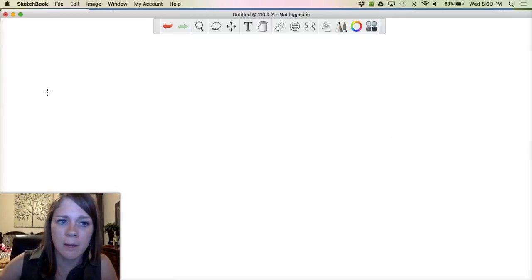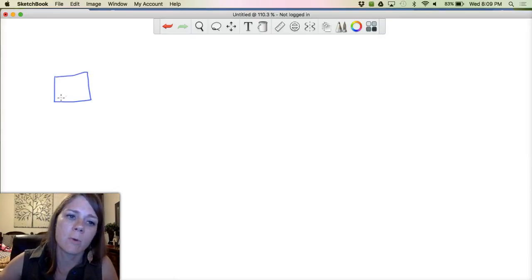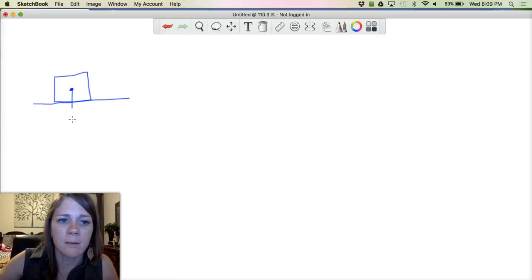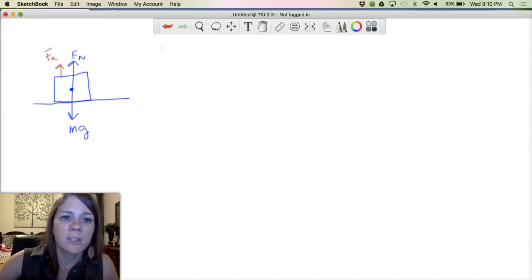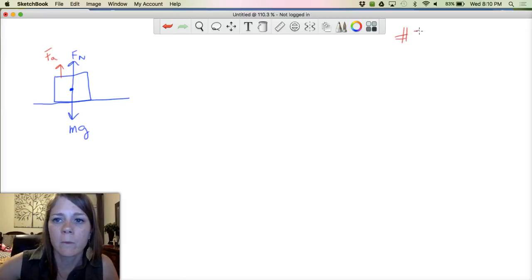Okay, let's do a quick summation of forces here for an object that is on a surface, and we'll say that this force here is going to be the weight force, the mg force. This force is going to be the normal force, but I'm going to apply an additional force to this box. So I'm going to have an applied force to that box. The first step to any physics problem is to draw a free body diagram.